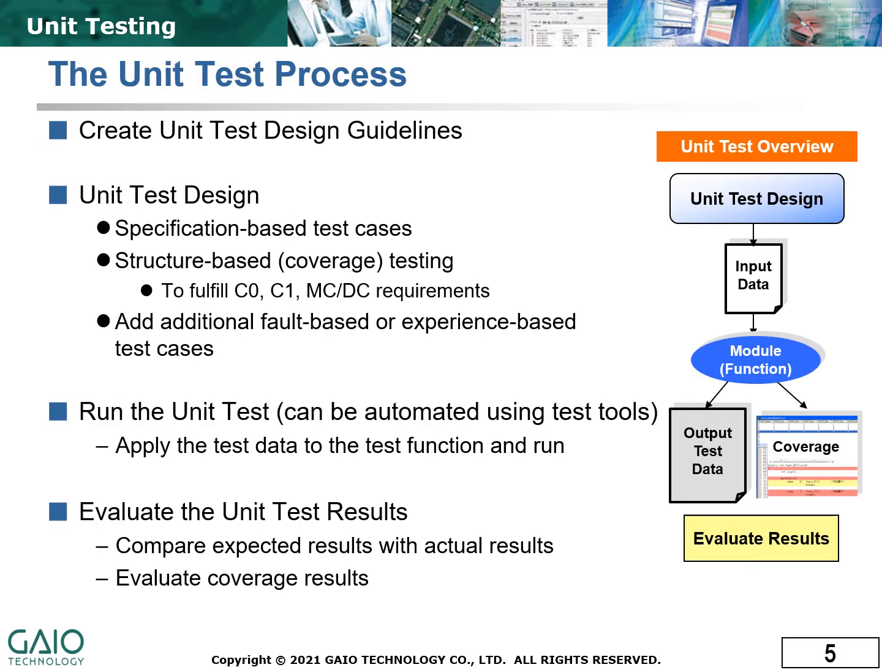Unit testing involves both specification-based and structure-based testing, and should also include any test cases that have led to faults in the past, based on the programmer's experience. Testing can be automated using specific tools, and results formatted as required.